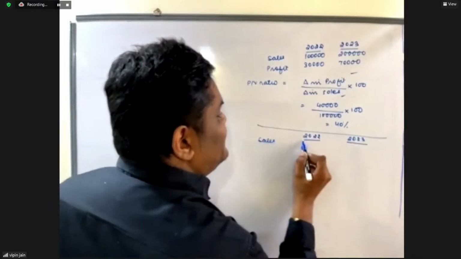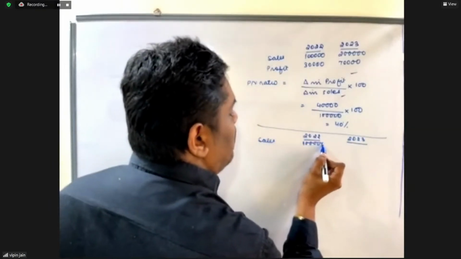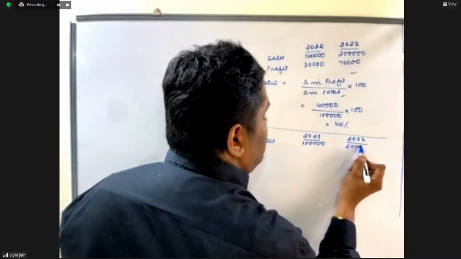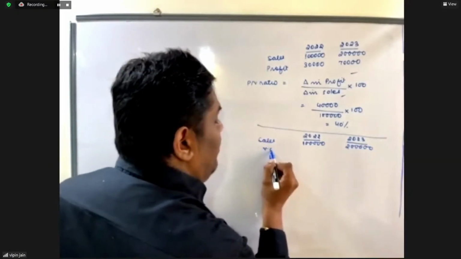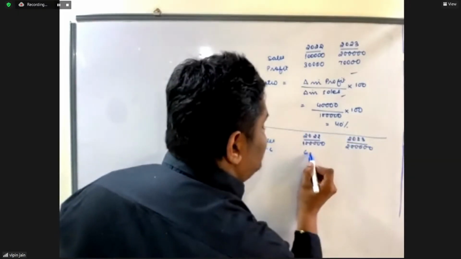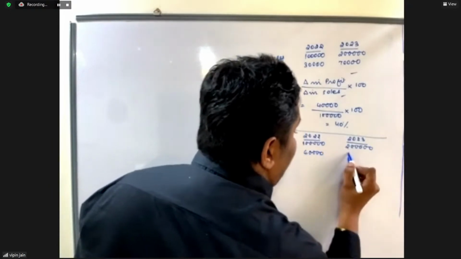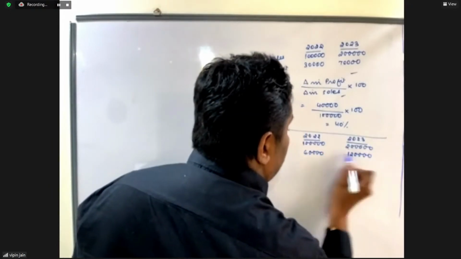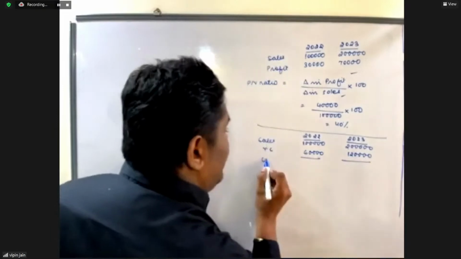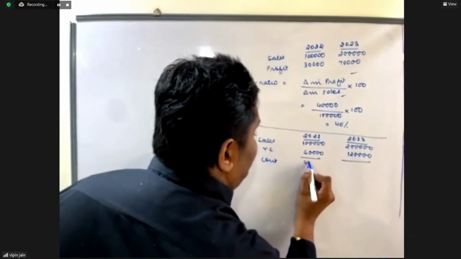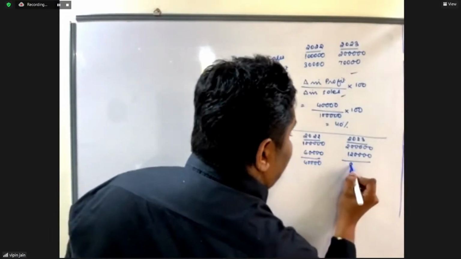So my sales is 1 lakh and 2 lakh. My variable cost will be 60%, that is 60,000 and 1,20,000. Therefore, my contribution will be how much? 40,000 and 80,000.